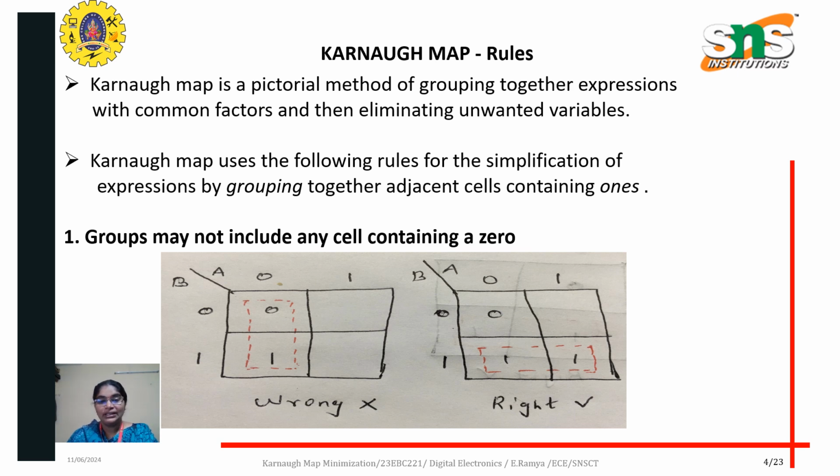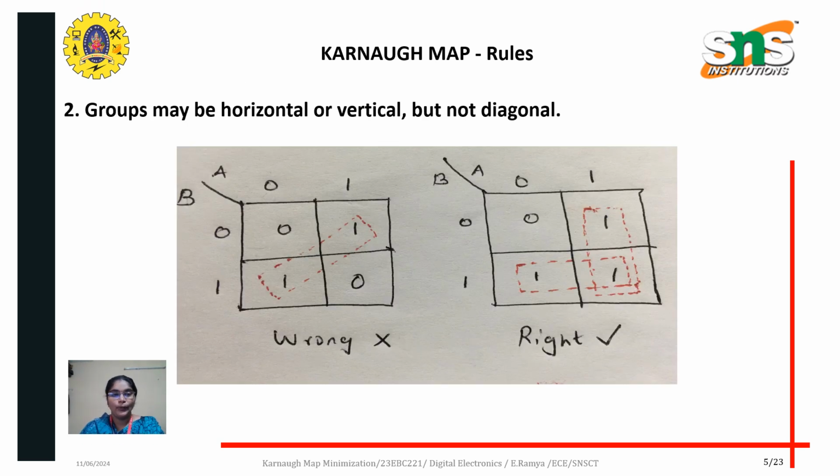In this diagram, a group may not include any cell containing a 0. If we group a cell containing 0, it is wrong. Cells containing 1 can be grouped together as ones. So this is the right technique. Next, a group may be horizontal or vertical.